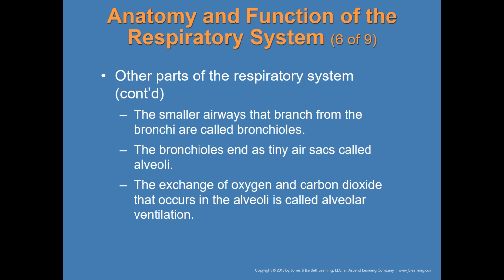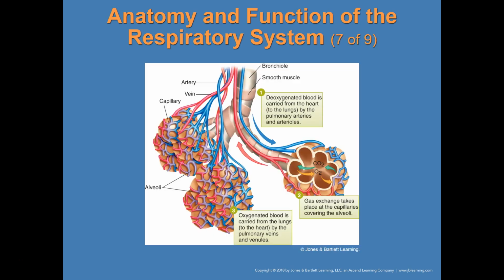The smaller airways that branch from the bronchi are called bronchioles. Bronchioles end in tiny air sacs called alveoli. Gone over this quite a few times. The exchange of oxygen and carbon dioxide that occurs in the alveoli is called alveolar ventilation. That's what it's called when we're moving the oxygen and the carbon dioxide across that capillary bed there in the alveoli. And this is an even better picture than the one we talked about earlier. Just want you guys to completely 100% understand this.